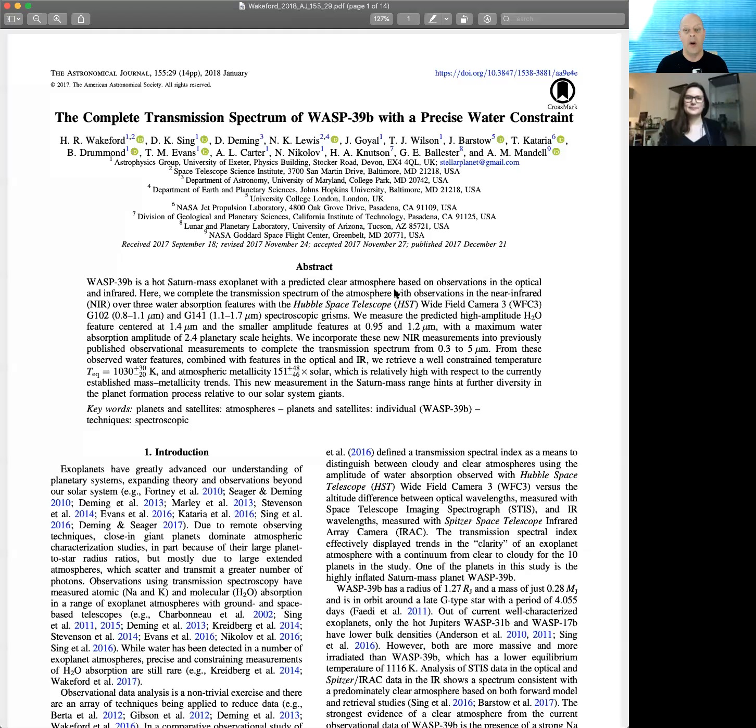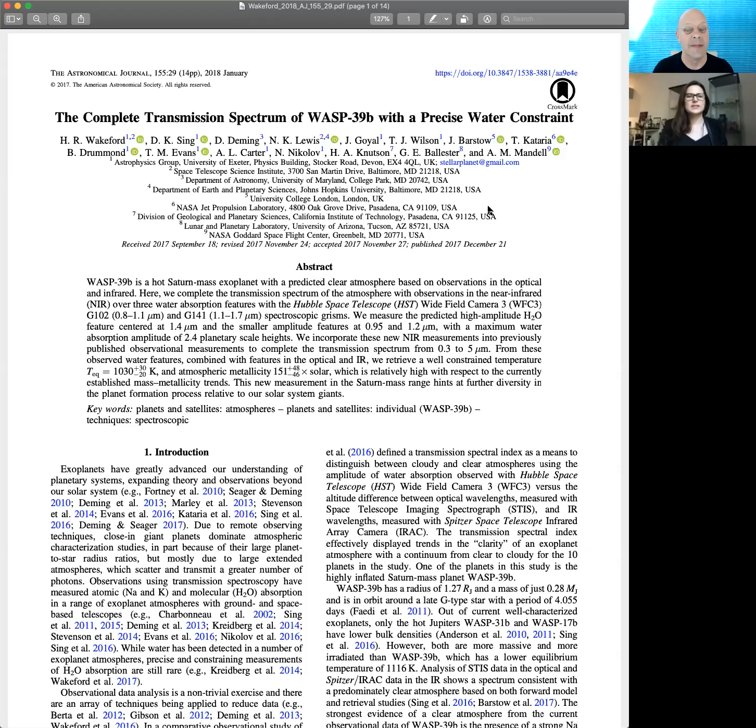Absolutely. Loved it. Okay, so we are going to walk through one of Hannah's recent papers, and here we go. So I'm going to bring this up. I'm going to do a screen share, and we will walk through the complete transmission spectrum of WASP 39b with a precise water constraint. And Hannah, take it away.